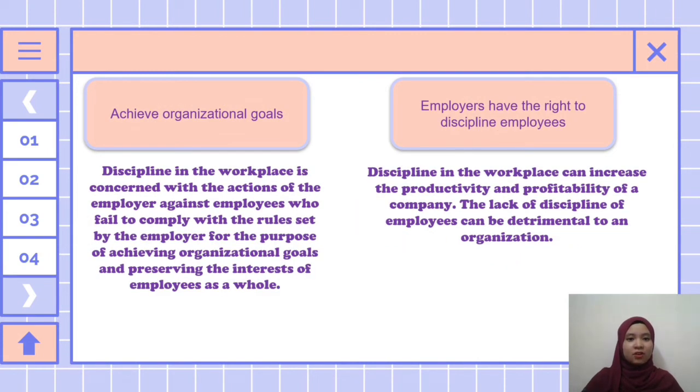Third, achieve organization goals. Discipline in the workplace is concerned with the action of the employer against employees who fail to comply with the rules set by the employer for the purpose of achieving organization goals and preserving the interests of the employees as a whole. Fourth, employers have the right to discipline employees. Discipline in the workplace can increase the productivity and profitability of the company. The lack of discipline of the employees can be detrimental to an organization.